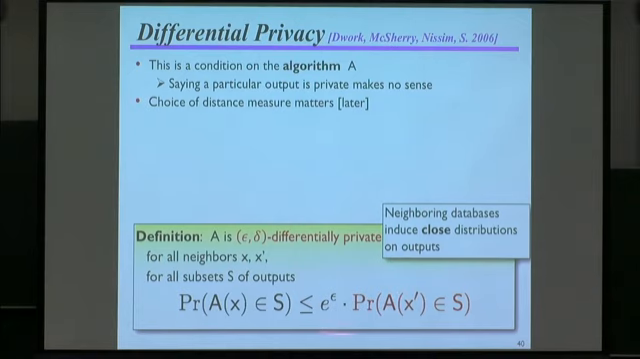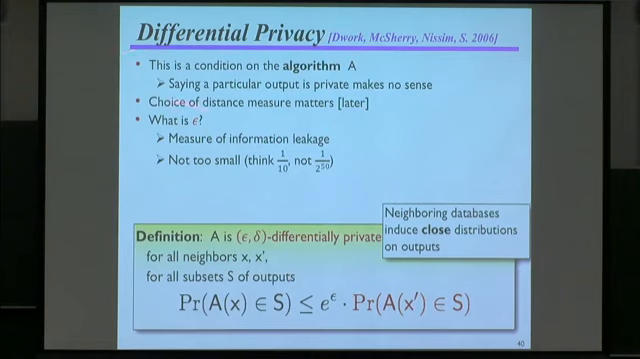This definition can be interpreted as implicitly specifying a distance measure on distributions. It's a metric on probability distributions. So it's saying that the distance between the distribution of A of x and the distribution of A of x prime is small. And exactly how we measure that distance really matters in terms of the interpretation we'll be able to make of the definition. And I'll talk a little bit about that later, but I just want to mention that it's important.